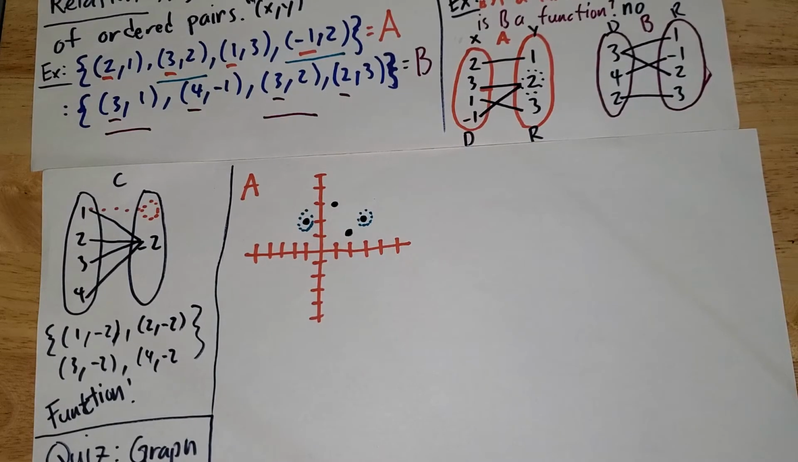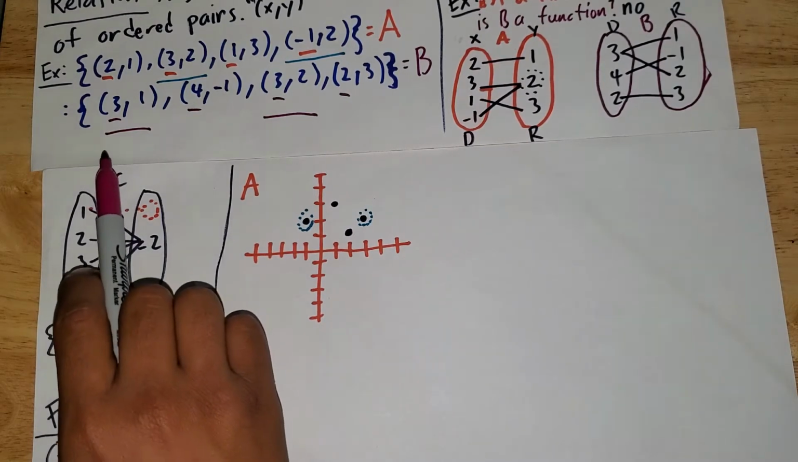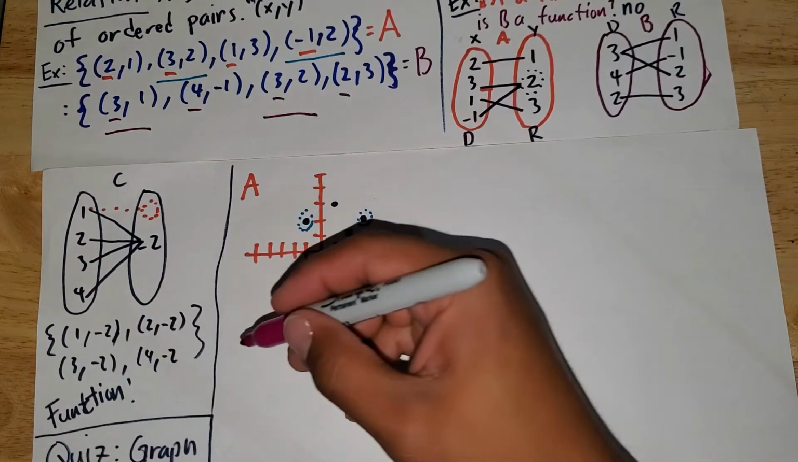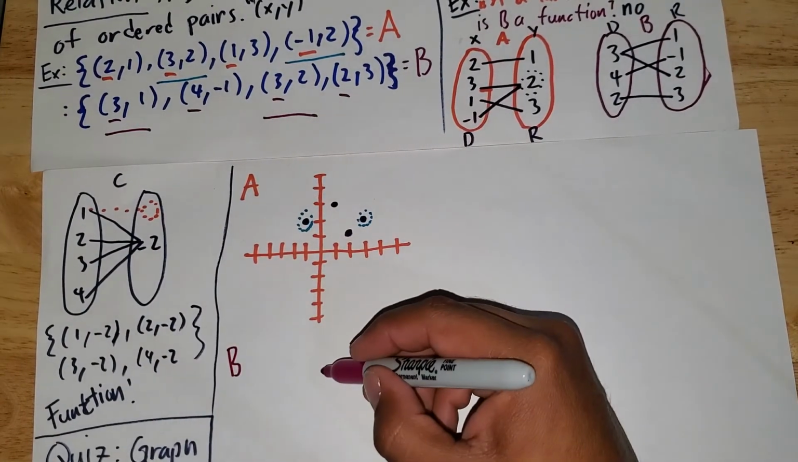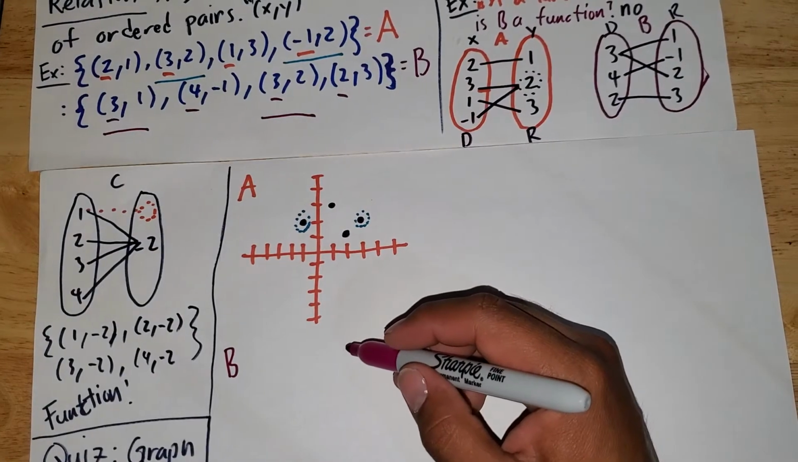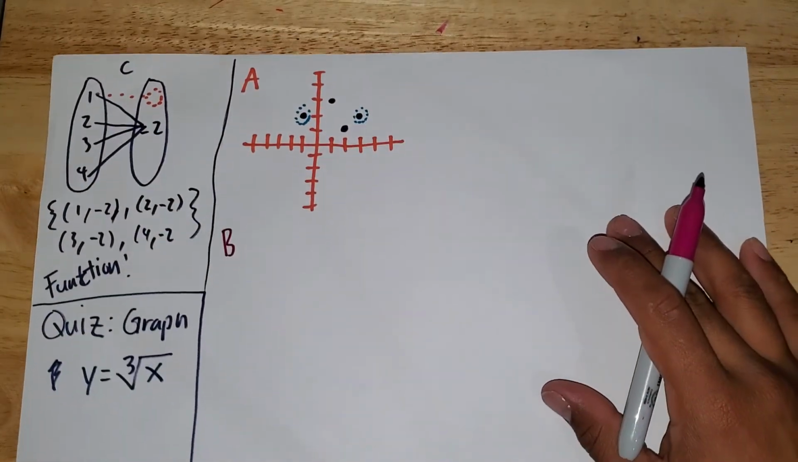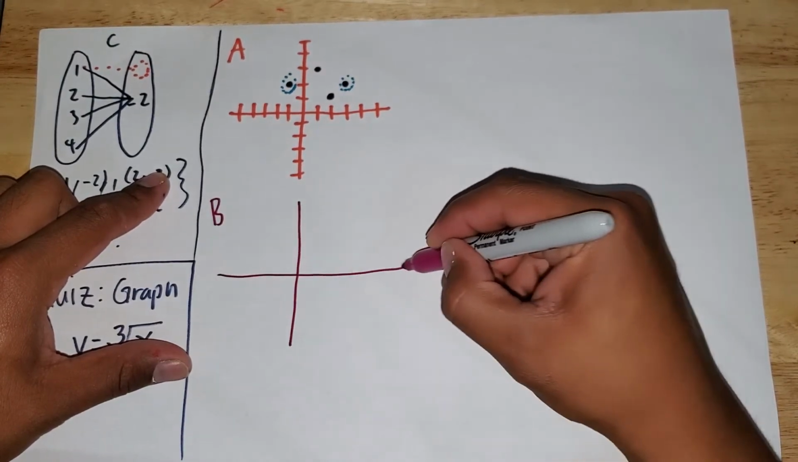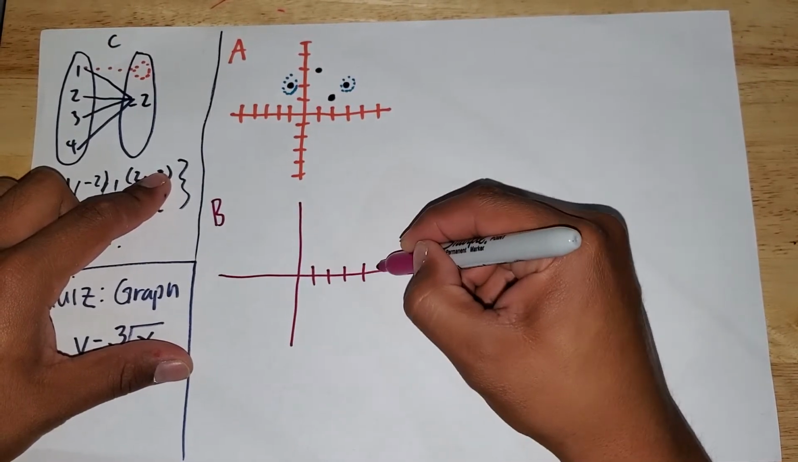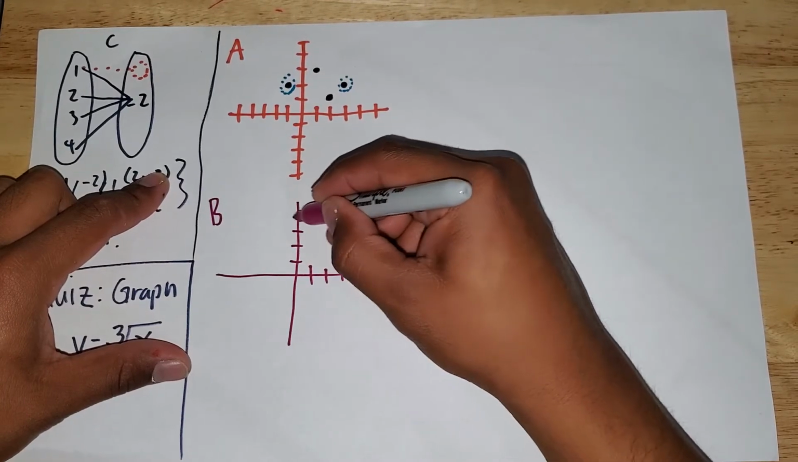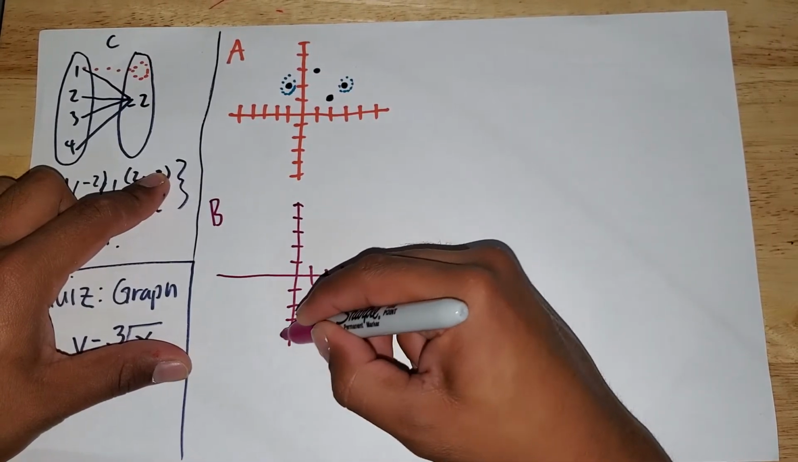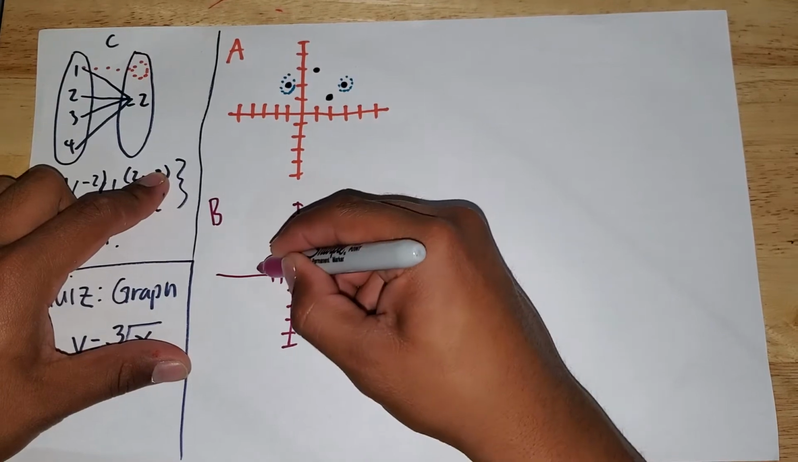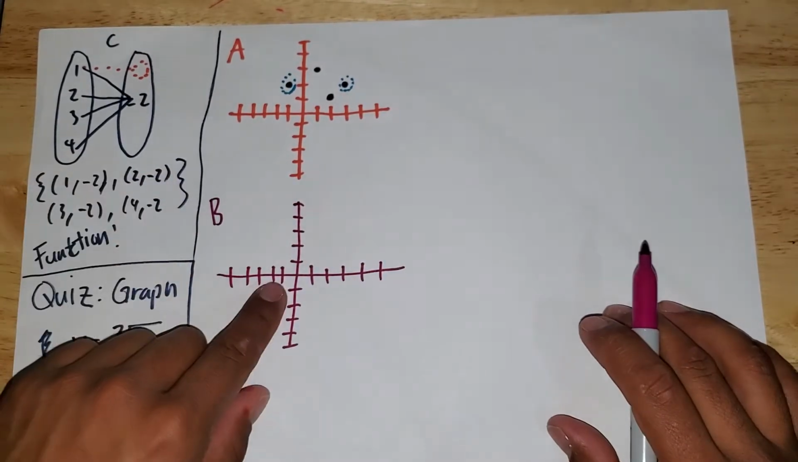But now let's graph B, because that one was not a function, and we know the ordered pairs that made it not a function were these two. So let's see how that looks on a graph. So I'll move this out of the way so you guys can see me graph it. So 1, 2, 3, 4, 5. Oops, that one came out kind of funny.